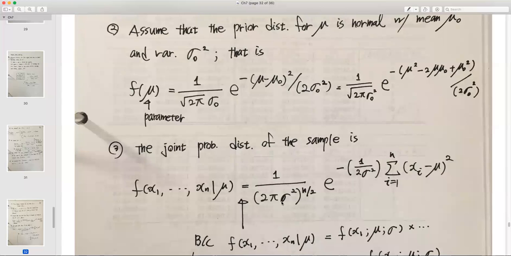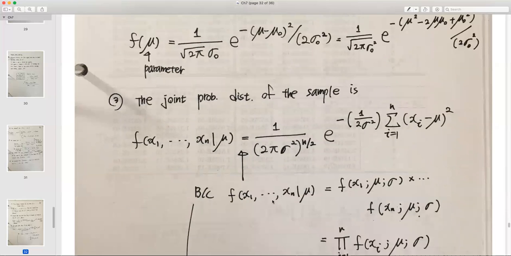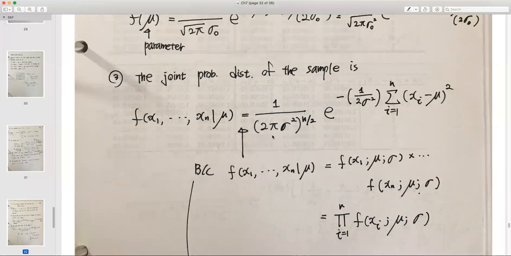That is equal to, so yeah, well, how come? Because what? We got this. Why did we get this sigma? By the way, because this is what? F of x1 through xn given mu is equal to f of x1 given mu and sigma, times the rest. Understand that?